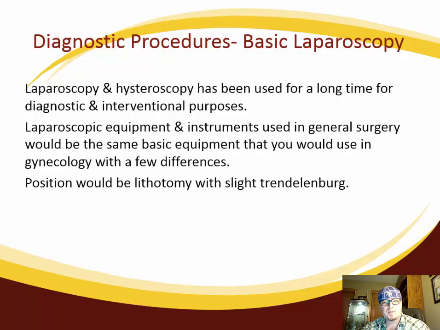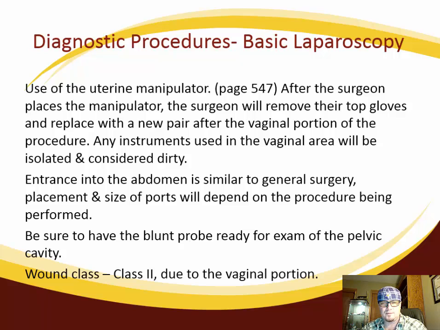Now remember, a lot of these procedures are lithotomy and laparotomy, sometimes a combination of both. And thing to keep in mind with these is laparotomy is going to be a clean procedure, laparoscopy is going to be a clean procedure. When you go into the lithotomy parts of the procedures, when you're going through the vaginal canal, that is not clean. That's a clean-contaminated class 2 wound. Use of the uterine manipulator was on page 547 in your book. Again, class 2. It's going to be dirty.